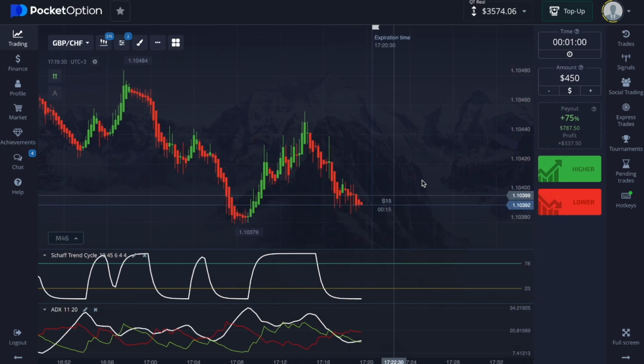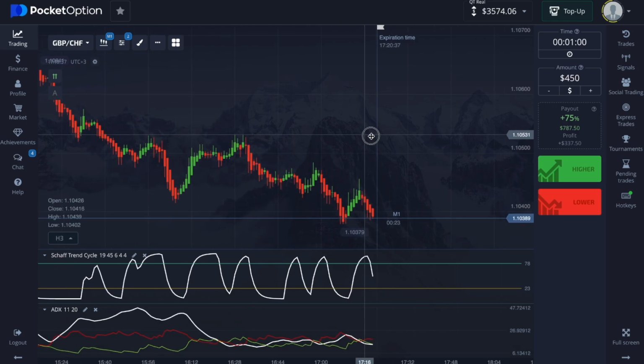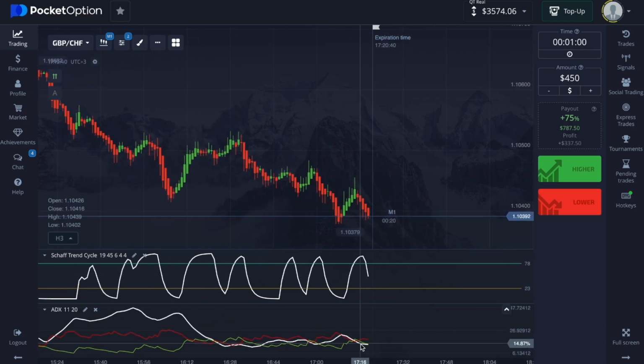And all you need to remember is, before opening a trade, look at the 1 minute time frame and make sure that the lines in the indicators are moving in the direction of the overall trend.